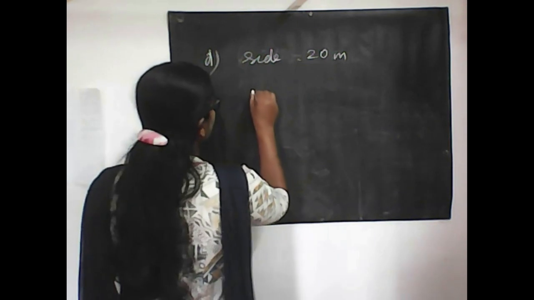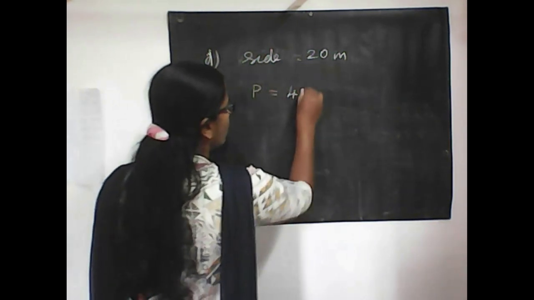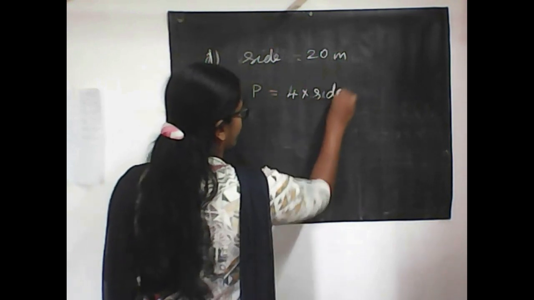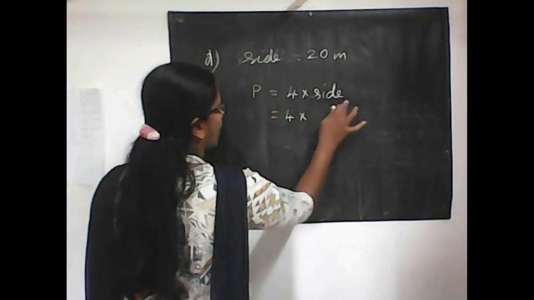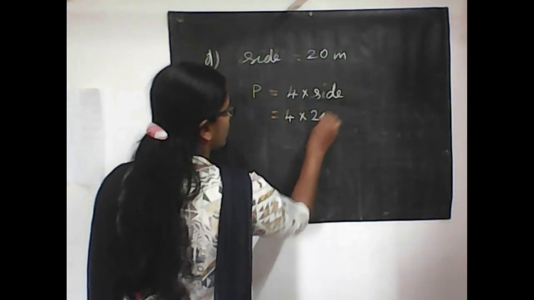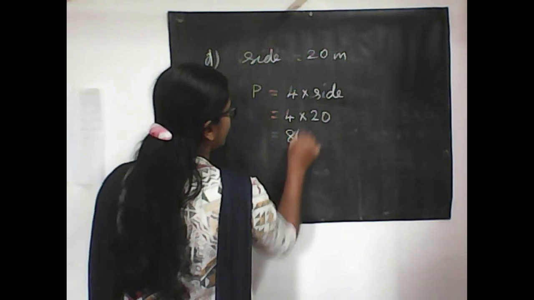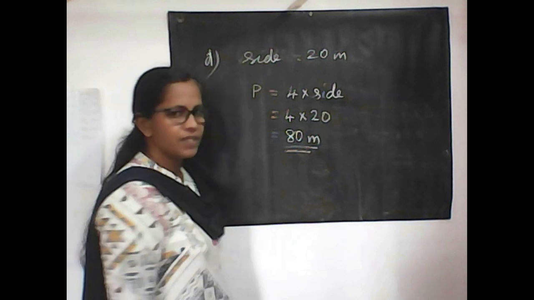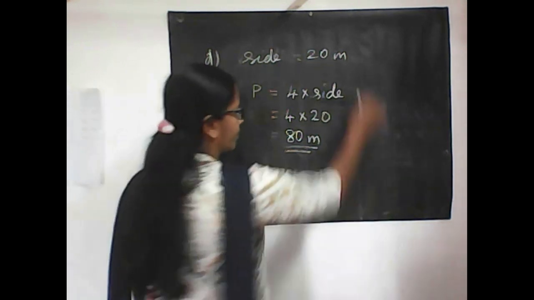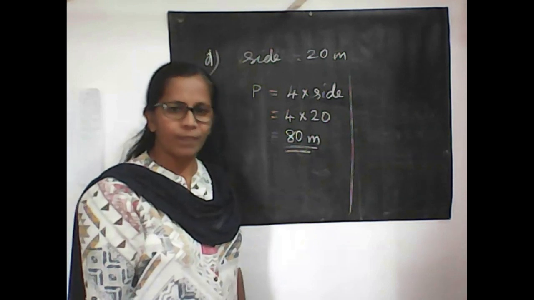Yes, then what is the equation to find out the perimeter of a square? 4 into side. So 4 into side. How much is side? 20. So write, multiply it, you will get 80 meter. So perimeter of this park is 80 meter. Perimeter means total length around the park.